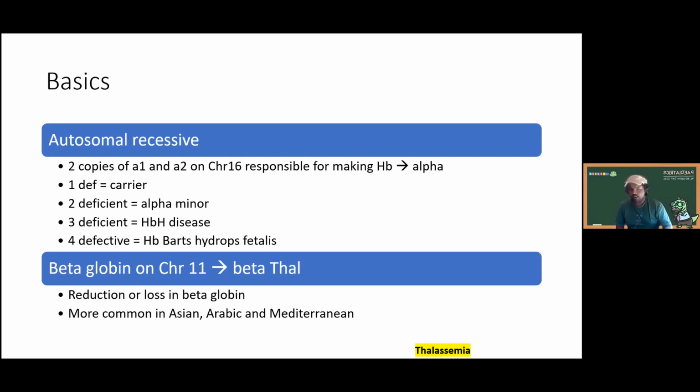So if you lose 1, you're a carrier. If you lose 2, then you've got alpha minor. If you lose 3, you have something called HbH disease. And if you lose 4, then you get something called Hb Barts.